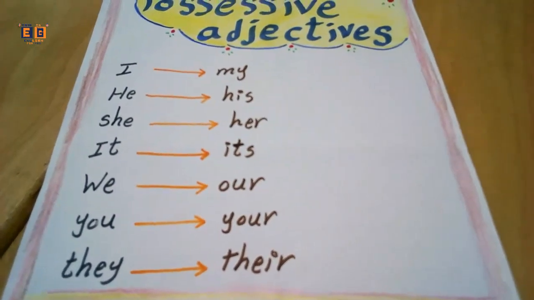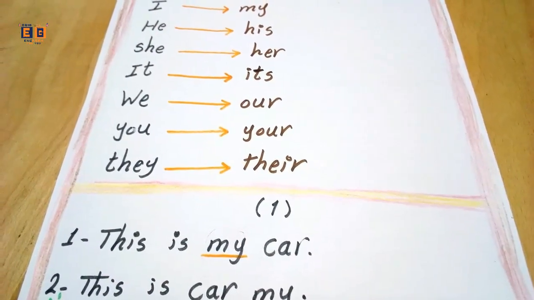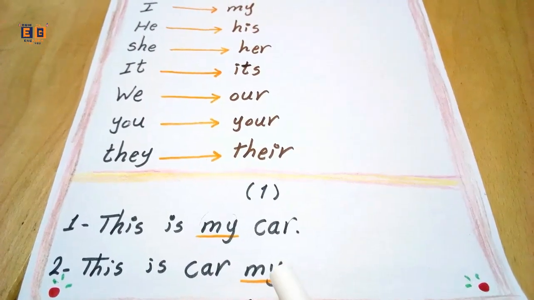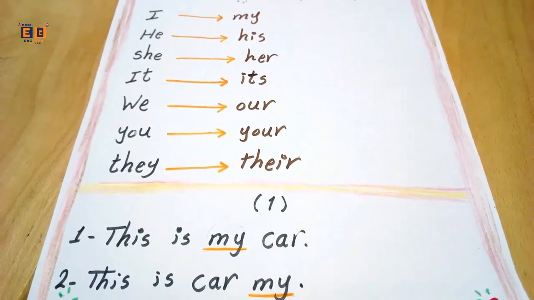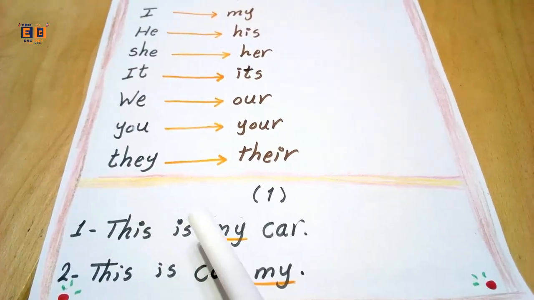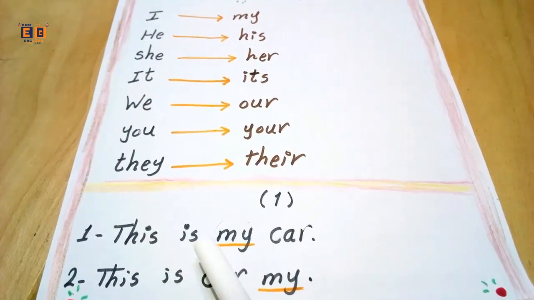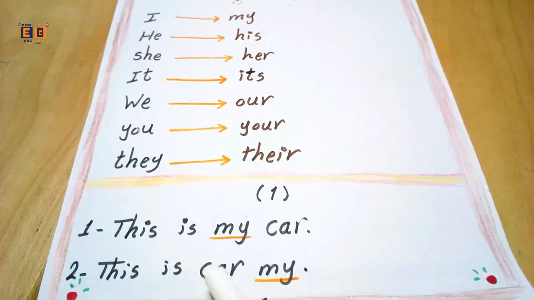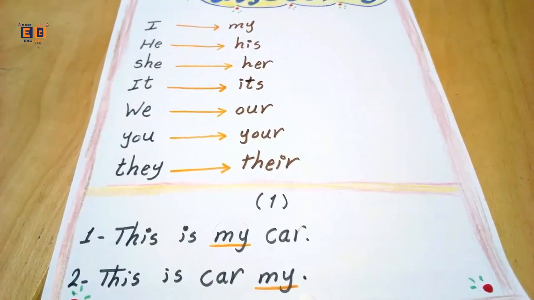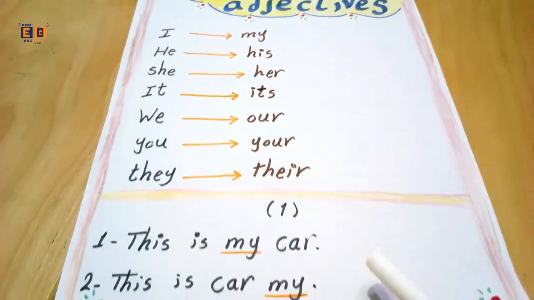When we study the possessive adjectives in the English language, we must know some important rules. The first rule is that the possessive adjective must come before the owned noun, not after it. How is that? In this rule, we have 2 sentences. Number 1, this is my car, and number 2, this is car my. Which one is correct? Of course, we must remember that the possessive adjective must come before the owned noun, not after it.